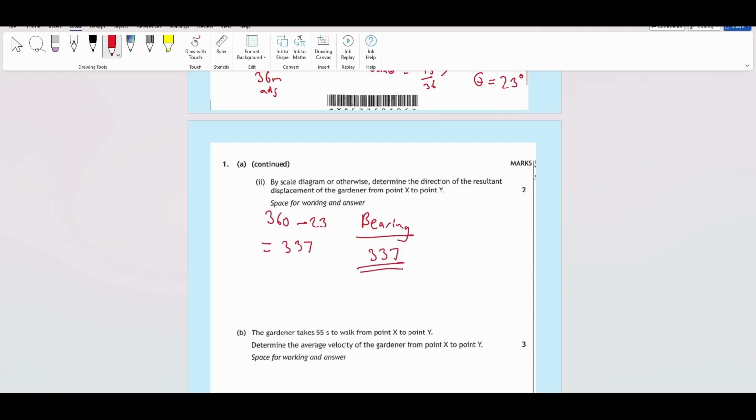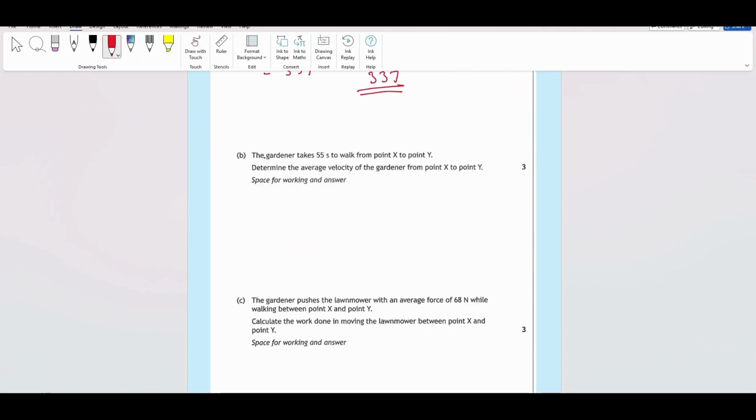1b says the gardener takes 55 seconds to walk from point X to point Y. Determine the average velocity of the gardener from point X to point Y. So you should know that velocity is just the displacement over time.